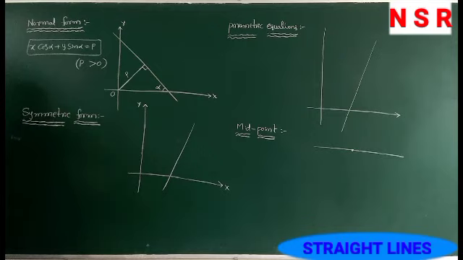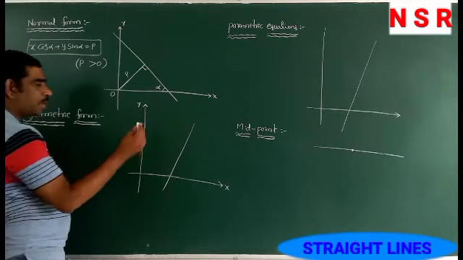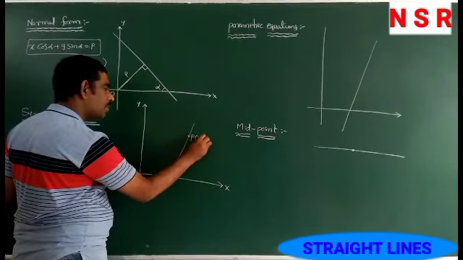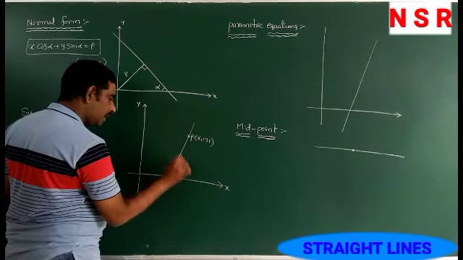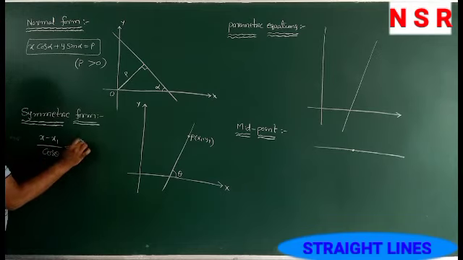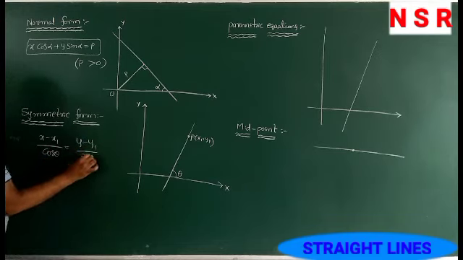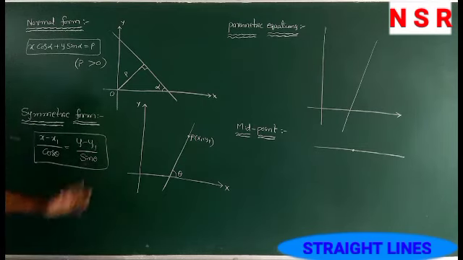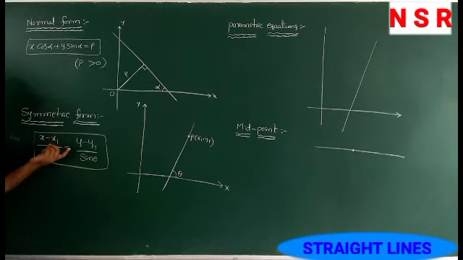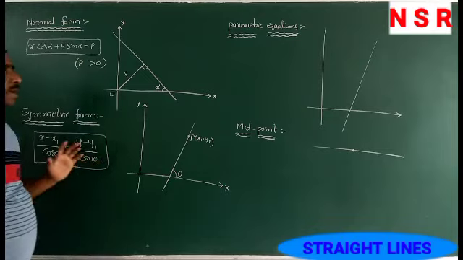So normal form is x cos alpha plus y sin alpha equals p. Next one is symmetric form. Symmetric form and slope point form are both the same. If a line passes through the point x1 comma y1 and makes angle theta with the x axis, then the symmetric form is x minus x1 by cos theta equals y minus y1 by sin theta. In place of symmetric form we can apply slope point form also. In symmetric form we have sin and cos. If sin theta and cos theta values are given and also one point is given, at that time apply this symmetric form.